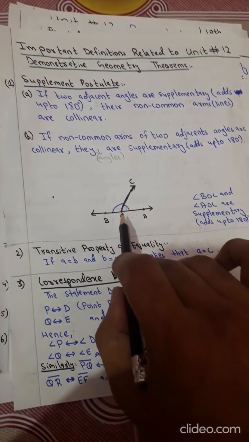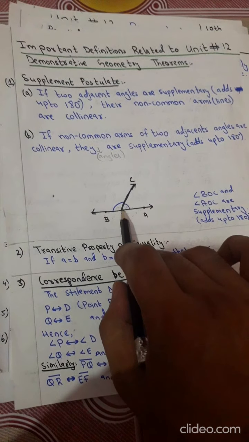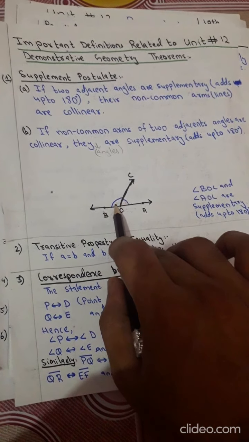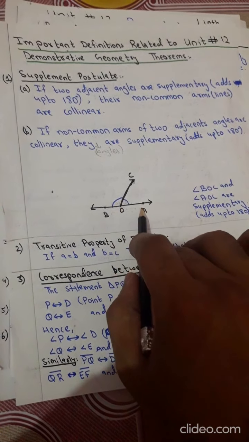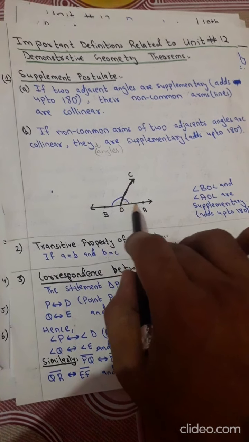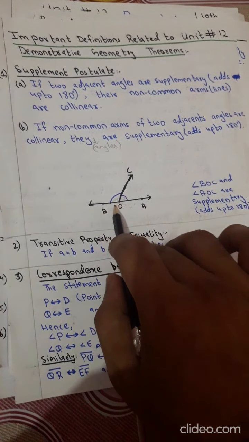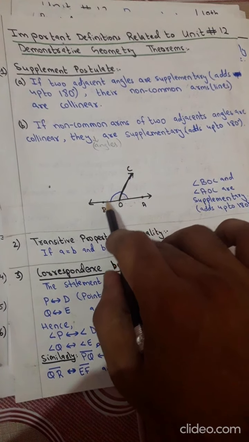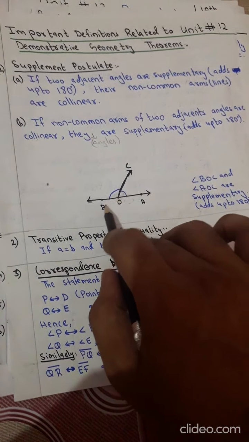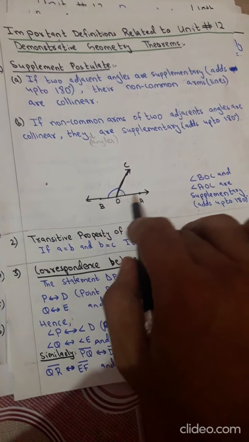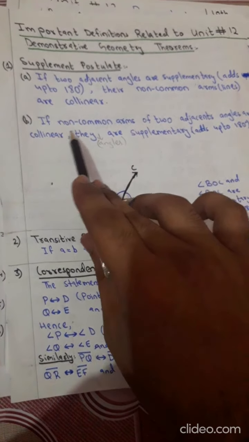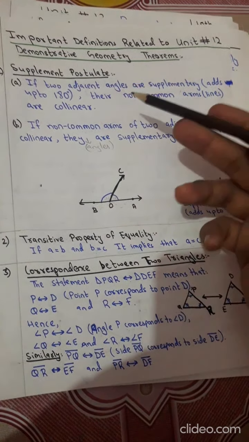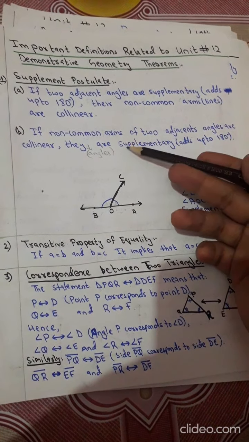Non-common arms: OC is the common arm, where OA and OB are the non-common arms. So if these two angles add up to 180 degrees, then OA, the non-common arm of the first angle, and OB, the non-common arm of the second angle, are collinear, meaning lying on the same line. It can also be stated the other way around.